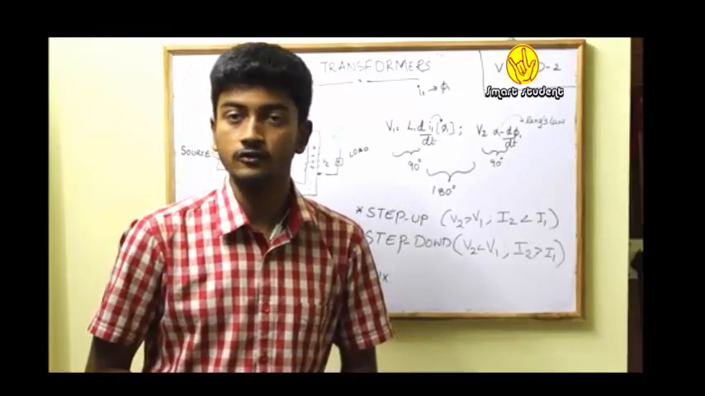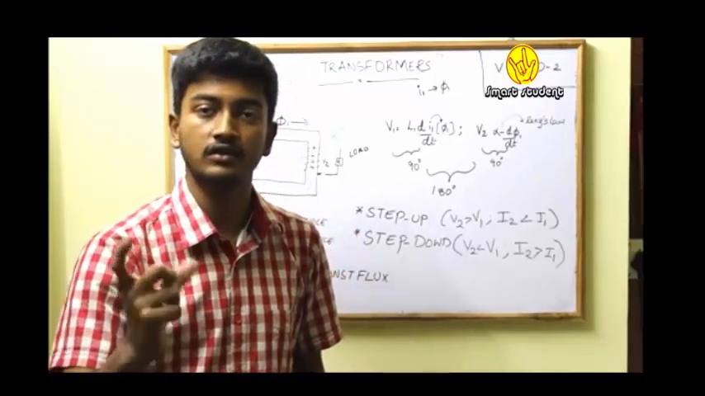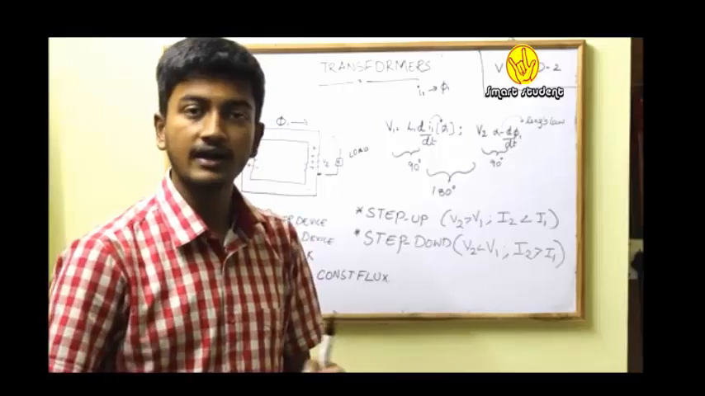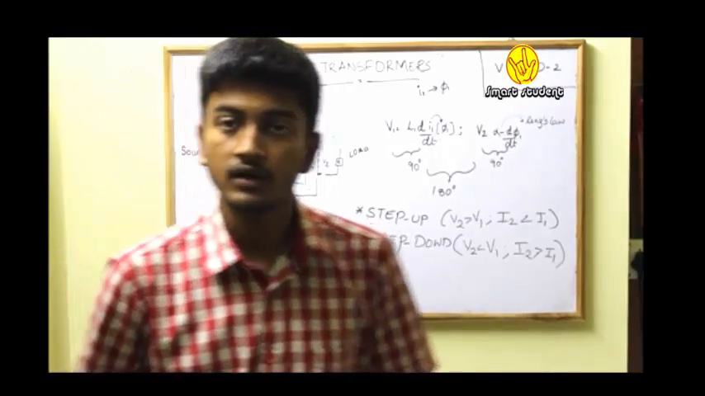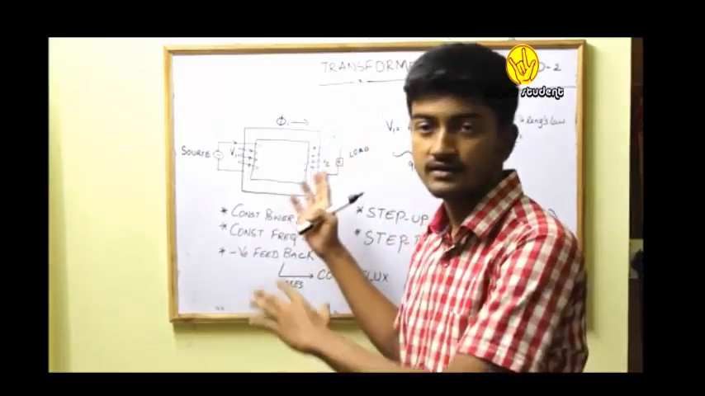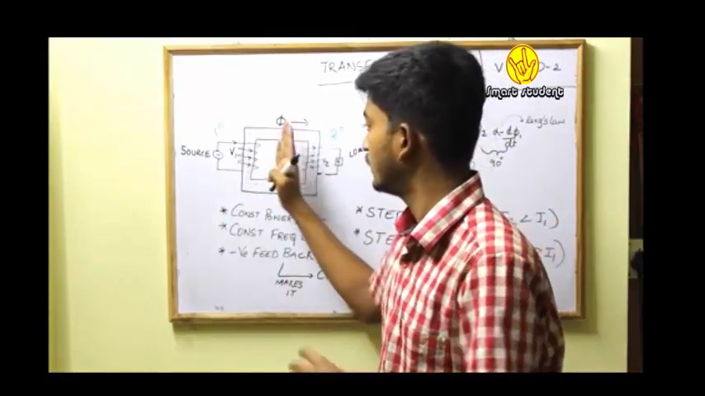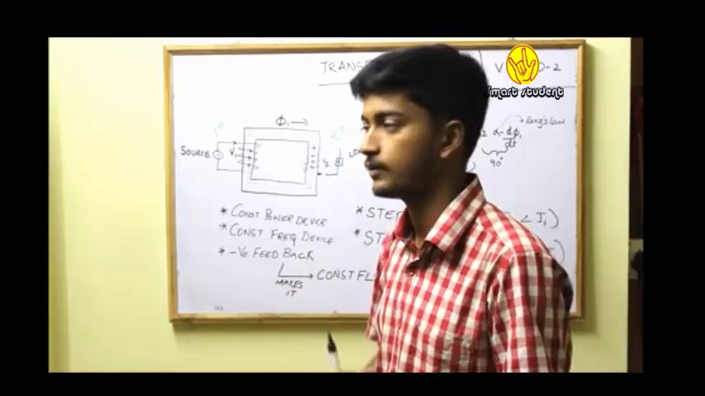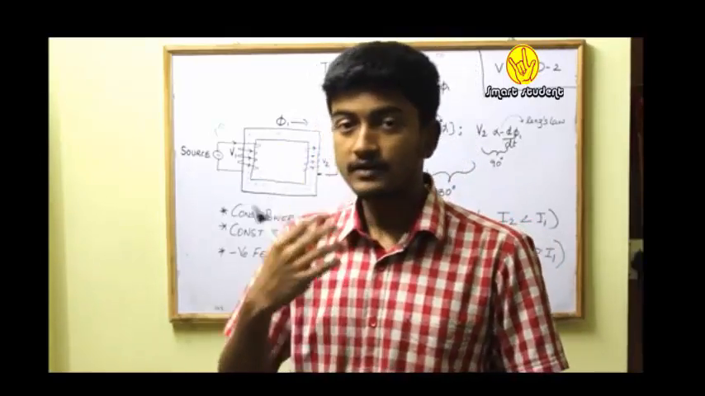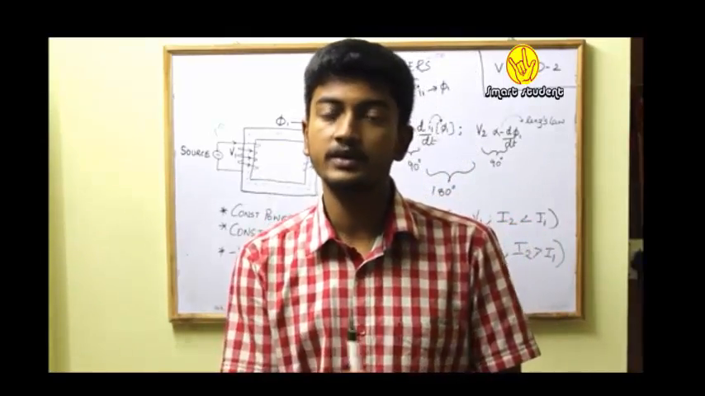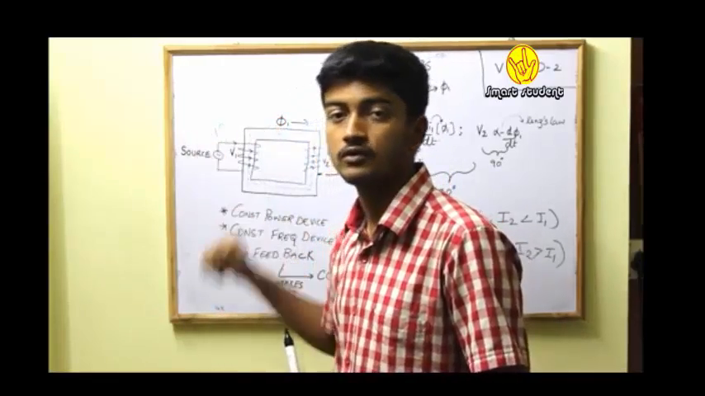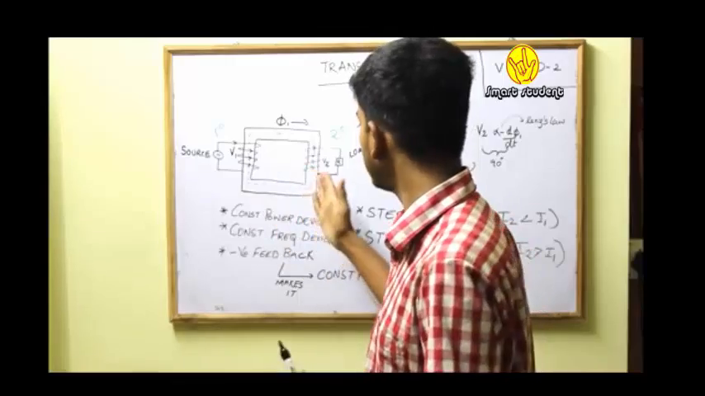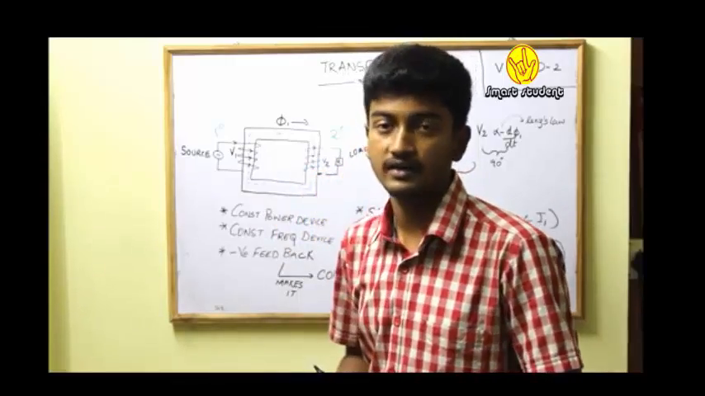Before defining a transformer, we need to understand the basic circuit of my transformer so that our definition would be easily understandable. Now, a transformer basically has two parts. One is the primary part, another is the secondary part. The easier way to differentiate them is: the winding which is connected to the source is called the primary part. The part which is connected to the load is called my secondary part.